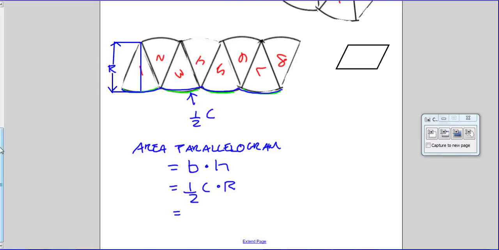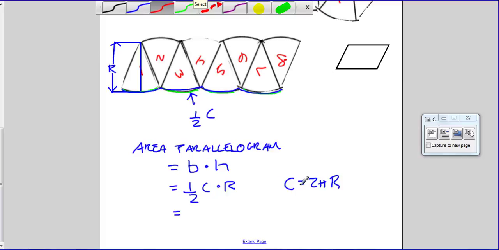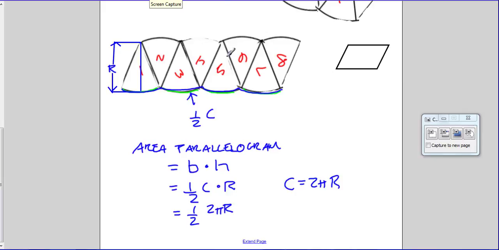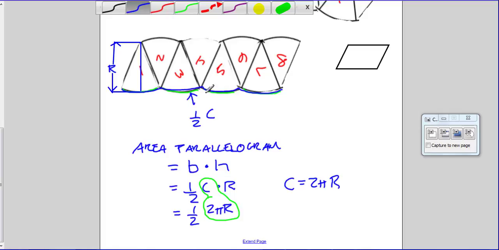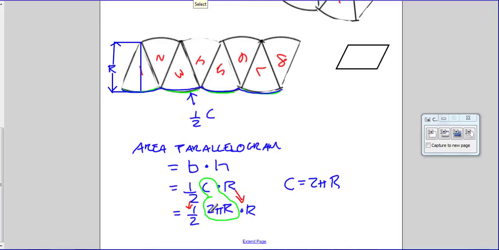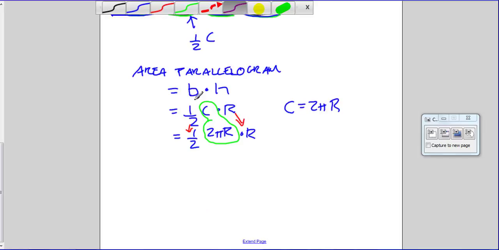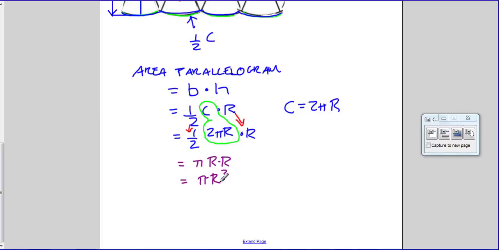Okay, but c, remember, is 2 pi r. So what I can do here is substitute c with 2 pi r. So I have 1/2, replace c with 2 pi r, making this substitution for c because they're equivalent, times r. So I'm bringing down the r, bringing down the 1/2. So I have 1/2 times 2 pi r times r. Now we can simplify this. 1/2 times 2 is 1, times pi times r times r. But r times r is r squared. So my area formula is going to be pi r squared.